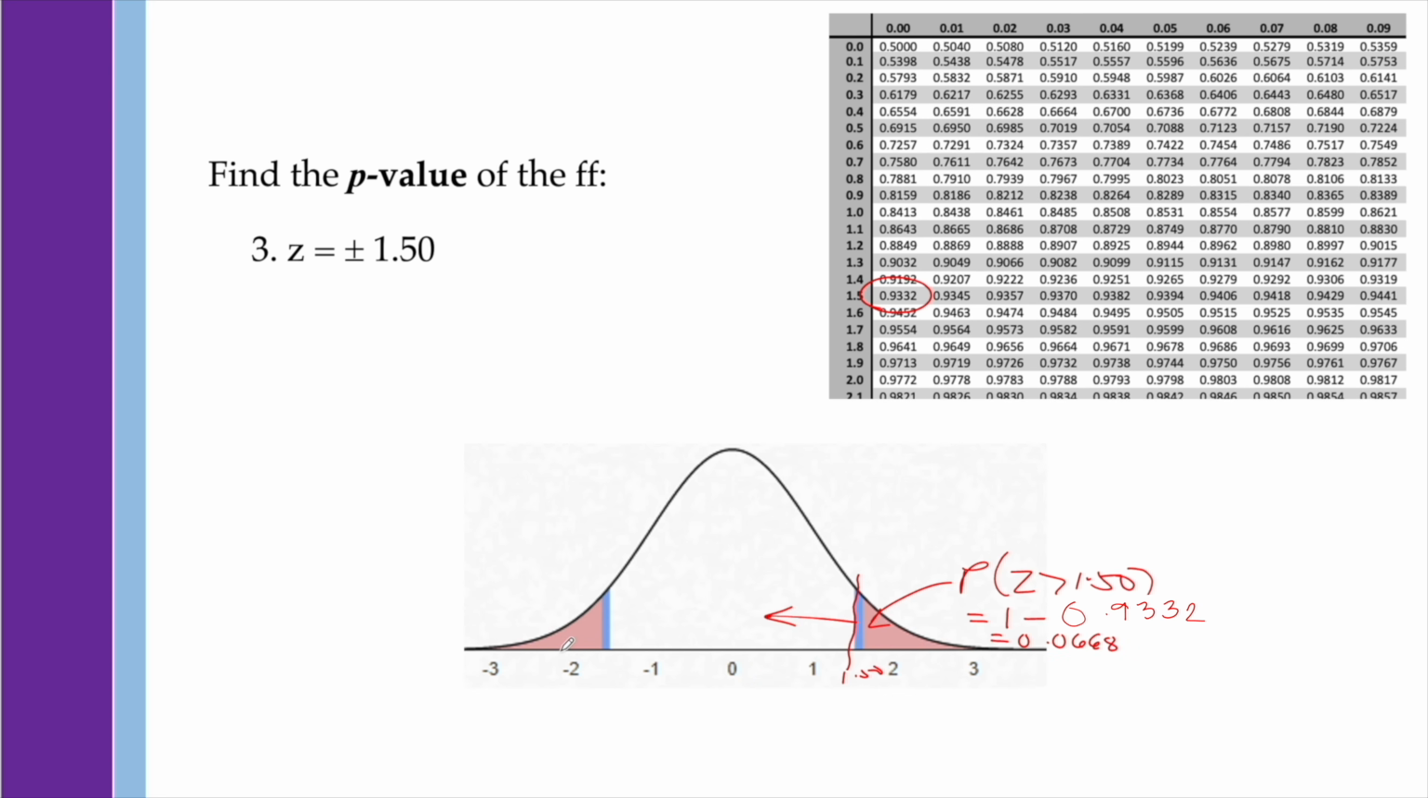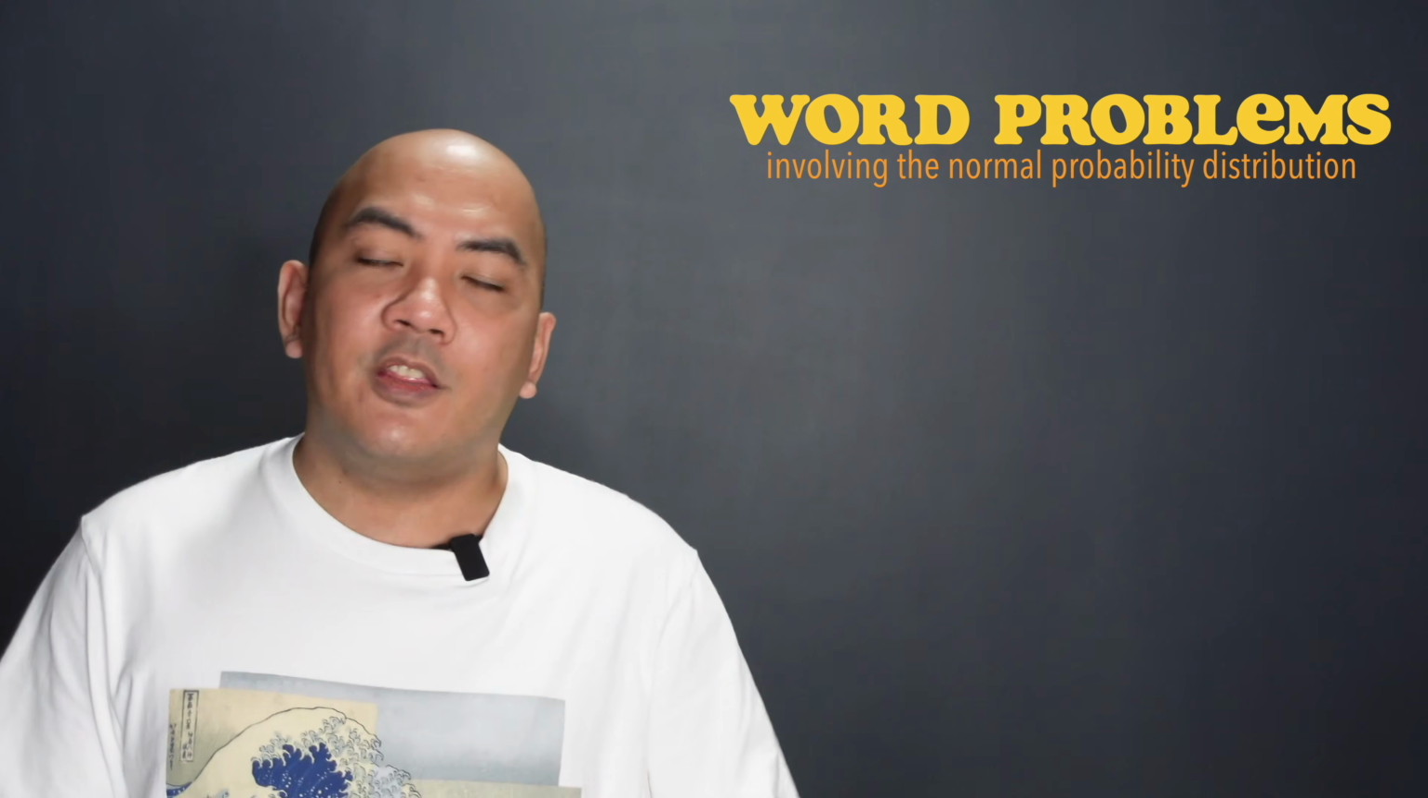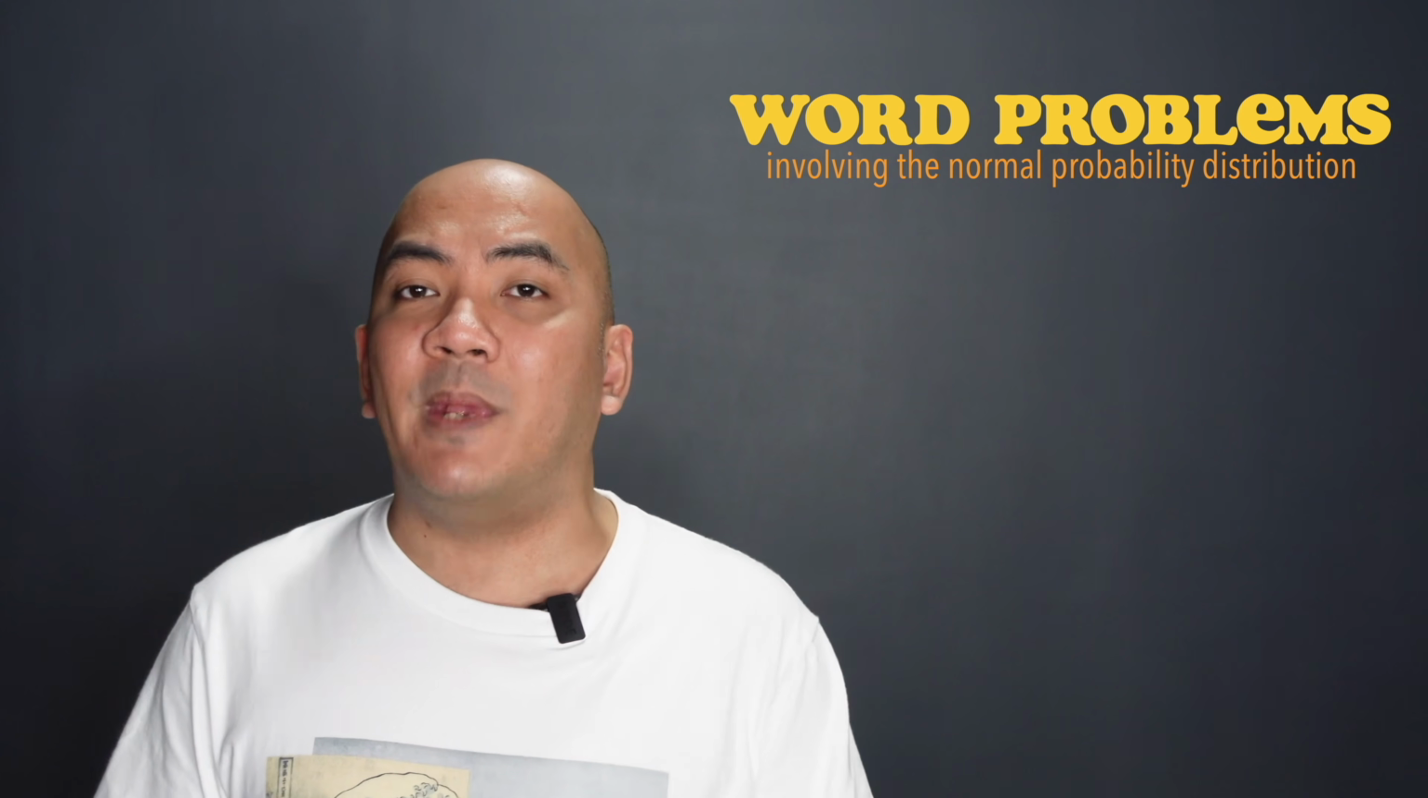0.0668. Thus, this area, which is 0.0668, will just be added with another 0.0668. And we're going to get 0.1336. The normal probability distribution has many applications.